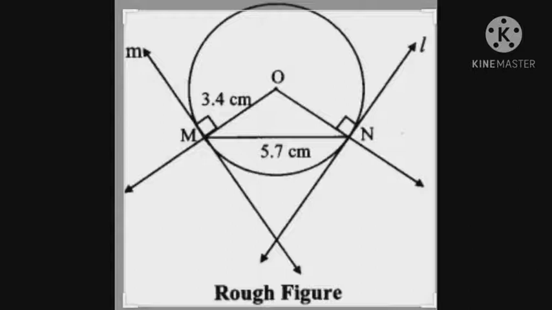This bisector passes through point N, so this is the tangent from point N. So follow this rough figure and the steps I explained to you. Draw this figure. This question is homework for you.